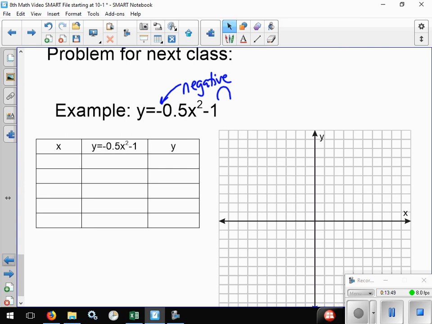That's okay. Told you we'll be using fractions all of 7th and 8th grade and all of high school, so embrace them at some point. All right, so have this filled in, and I will see you next class.